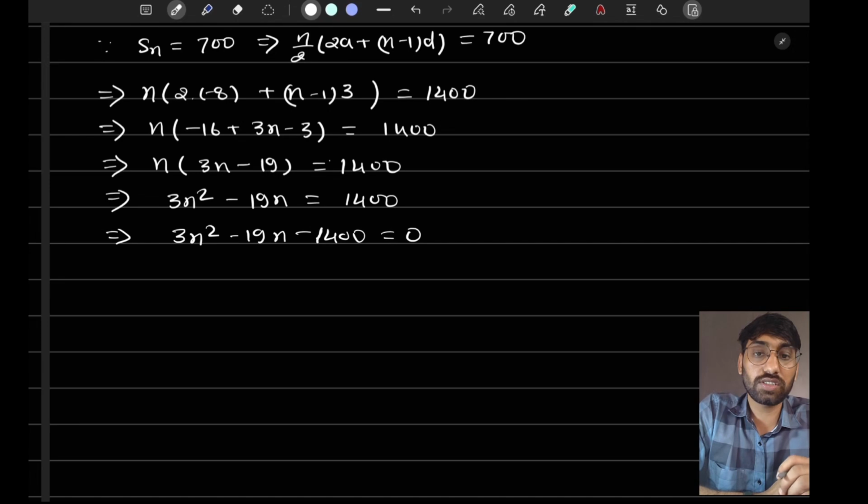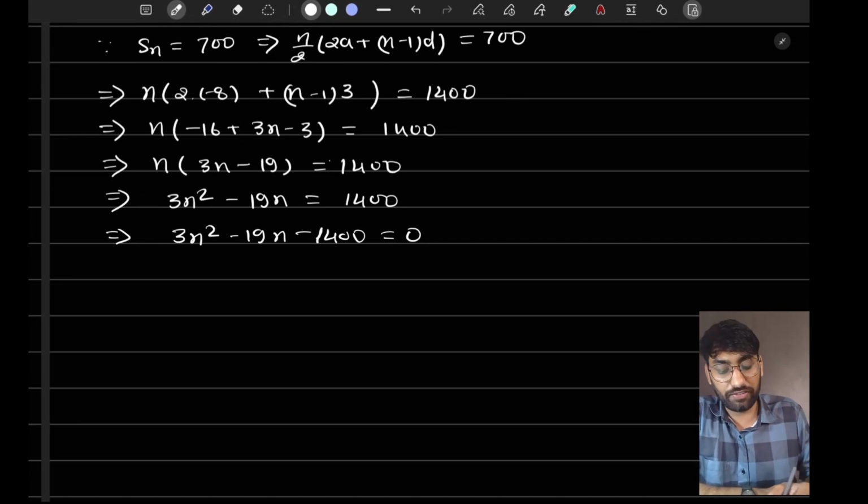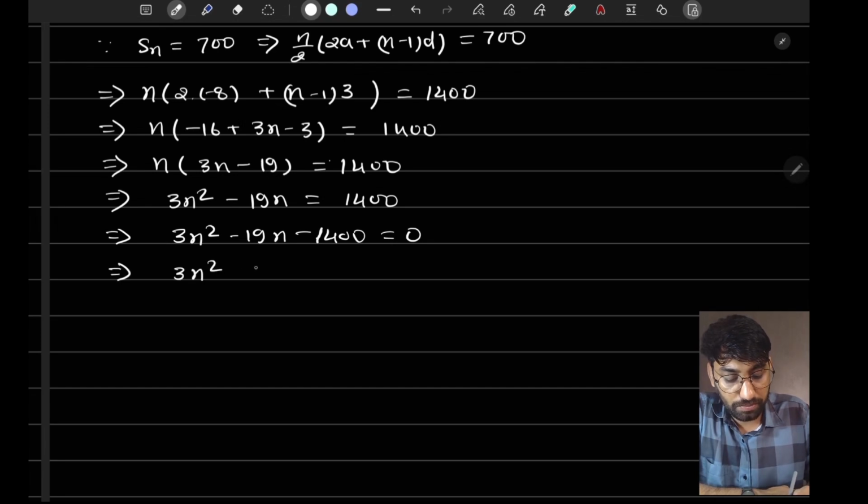The idea is to solve this quadratic equation and figure out the value of n. So let's do it. Let's go with the factorization. If you closely observe this 19, we can break it in terms of 75n and 56n. So what can I write? Let's factorize it. I will get 3n square minus 75n plus 56n minus 1400 equal to 0.